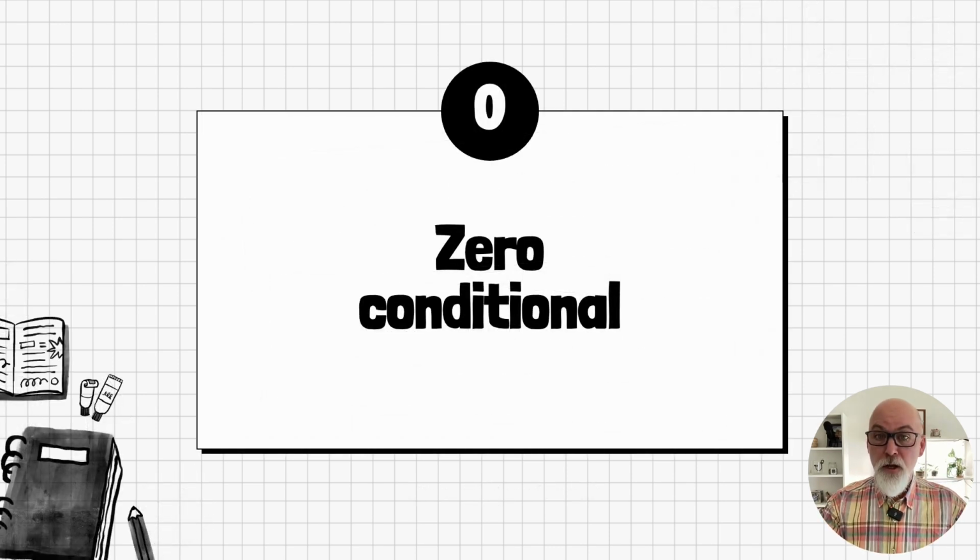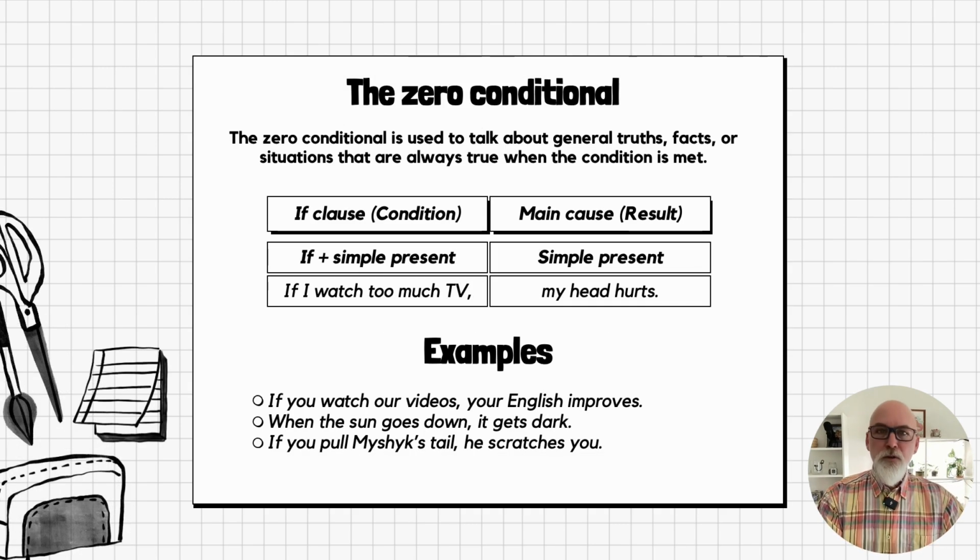First one we're going to talk about is the zero conditional. Now, to be honest, the zero conditional is not that popular, so maybe we'll go by this one rather quickly. The zero conditional is used to talk about truths, facts, or situations that are always true when the condition is met.